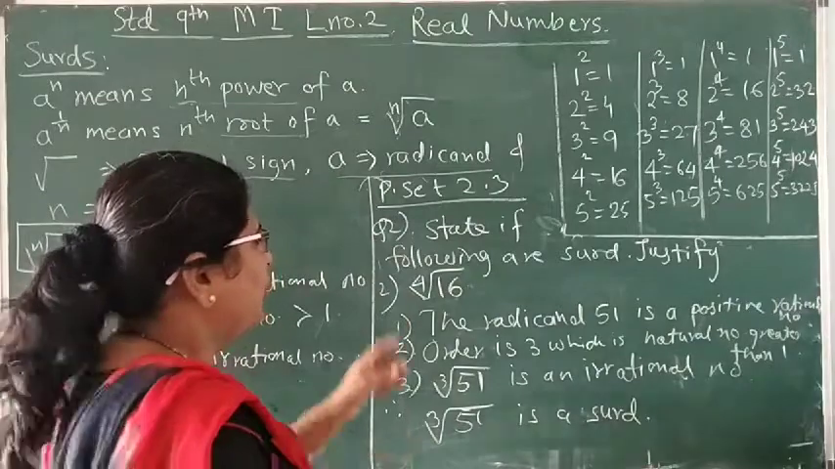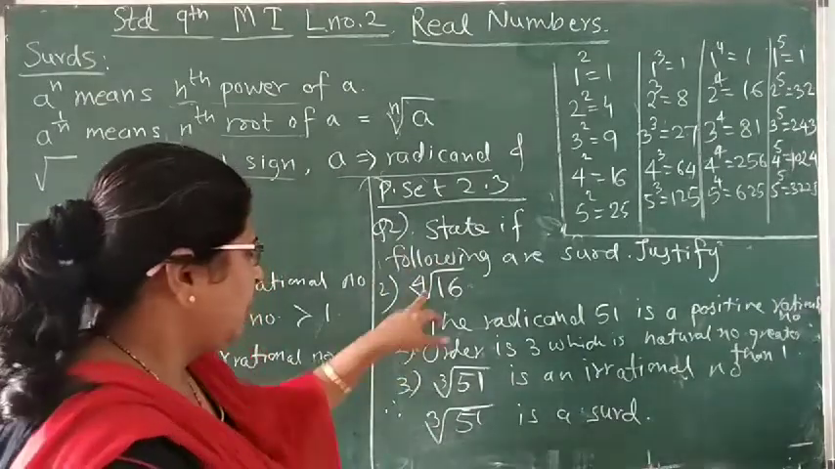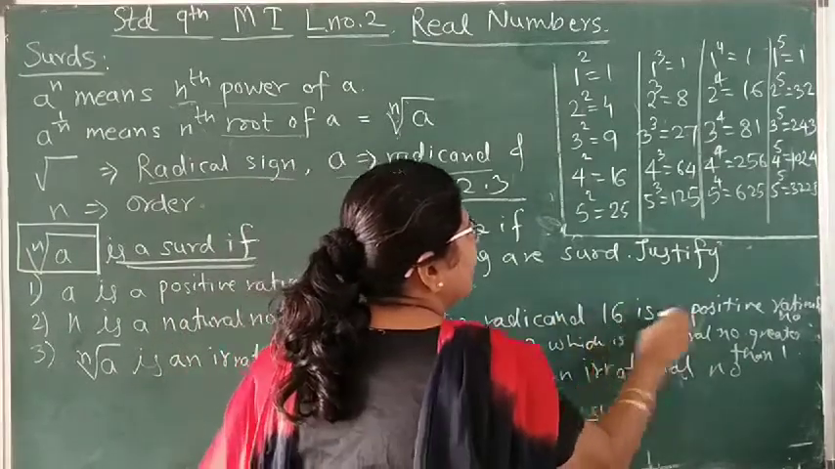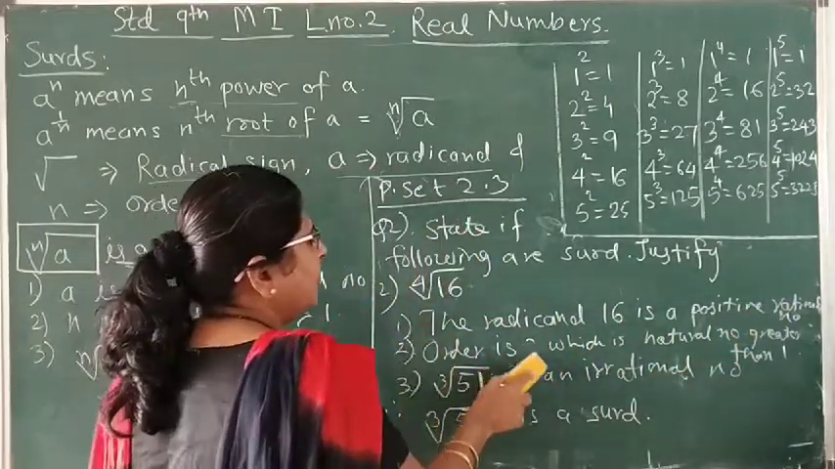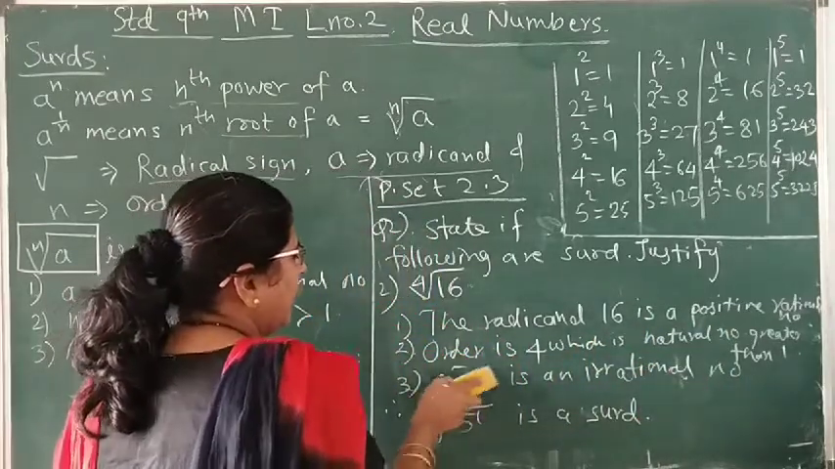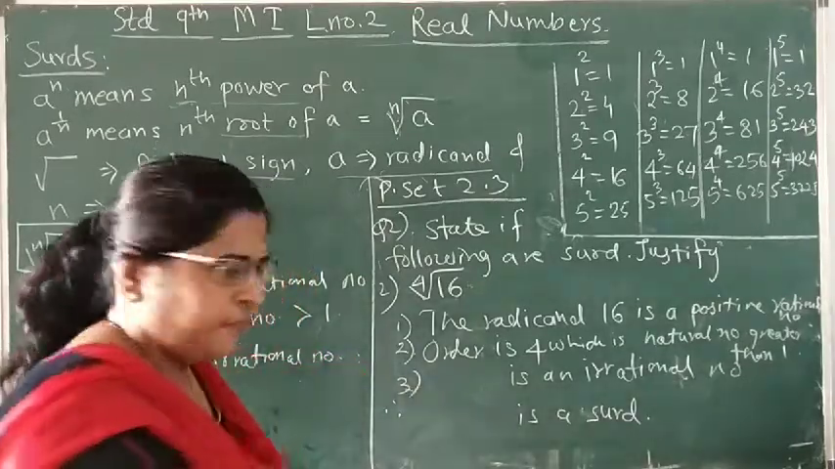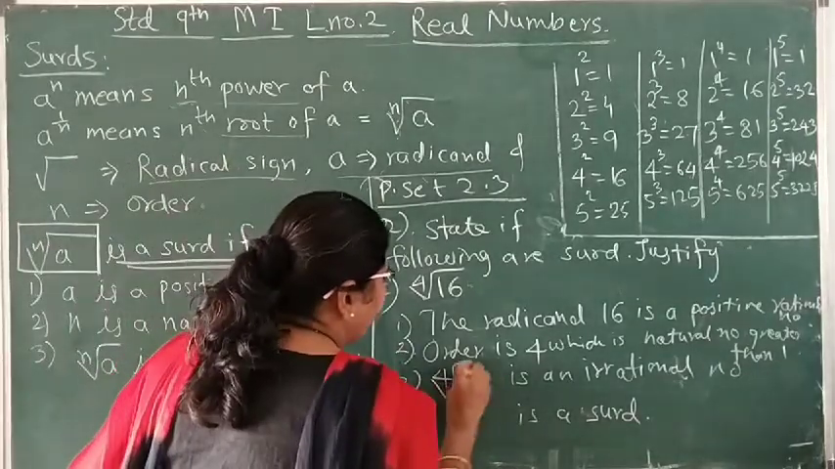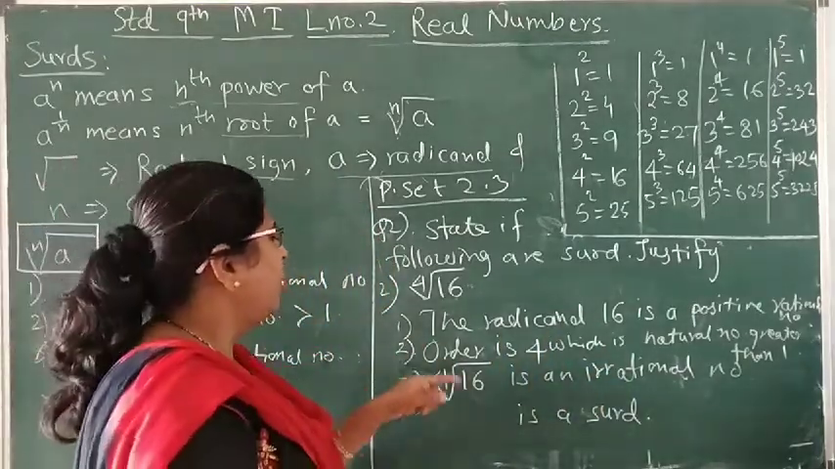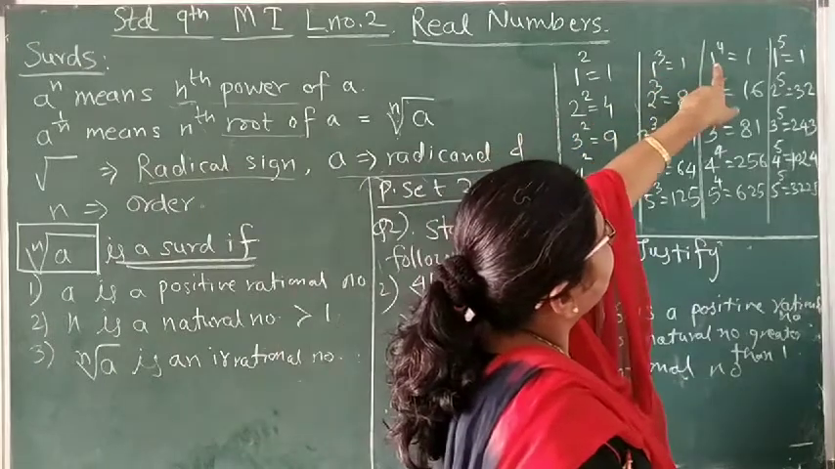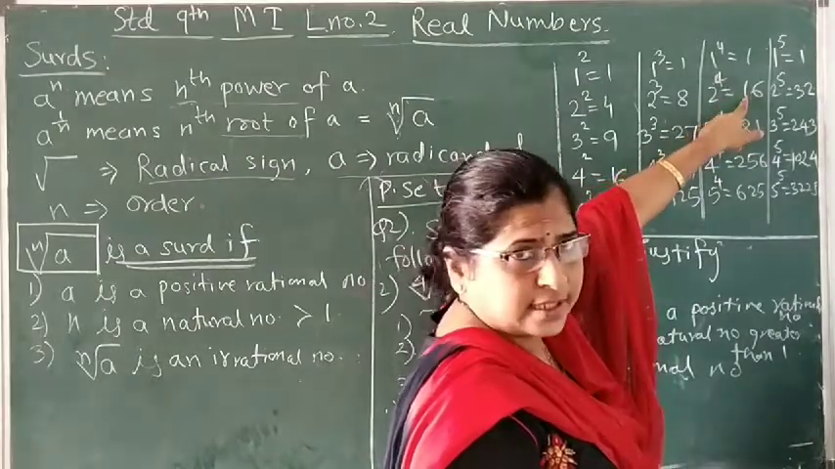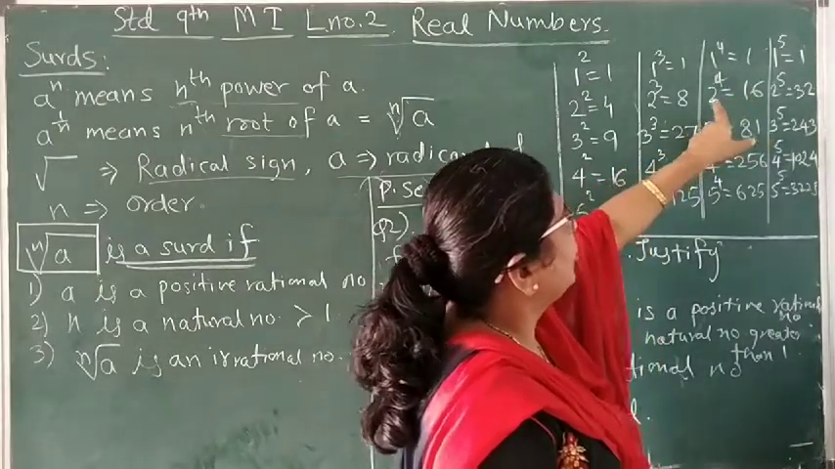So this we need to check whether it is a surd or not. Now what is the radicand here? The radicand is 16, which is also a positive rational number. The order is 4, which is a natural number greater than 1. Now we need to check this important thing, whether 4th root of 16 is rational or irrational. For that we need to go through the 4th powers of the numbers. 1 raised to 4 is 1, 2 raised to 4 is 16. If 2 raised to 4 is 16, the 4th root of 16 is going to be 2.